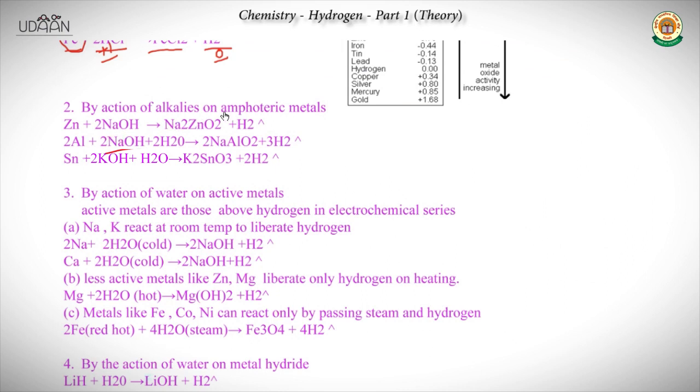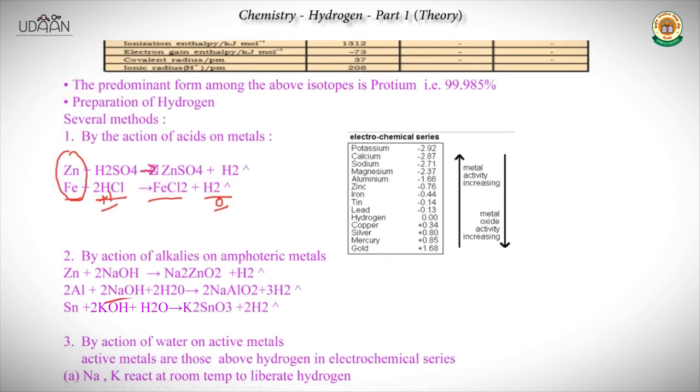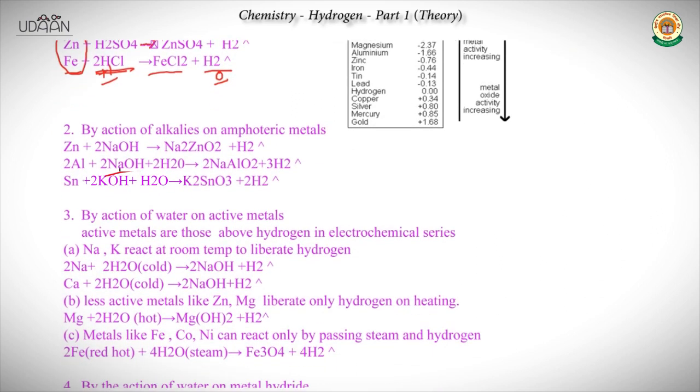Another one is by action of alkalis on amphoteric metals. What are amphoteric metals? These are metals which can react with both acids and bases, hence the word amphoteric. In the above reactions we did it with acids, and now we are doing it with bases. We are preparing H2 by the reaction of metals with bases.